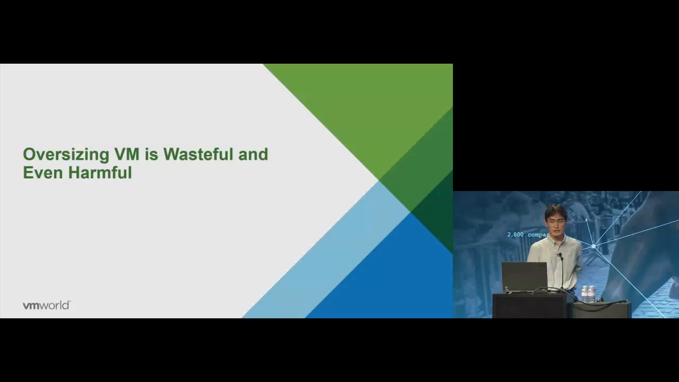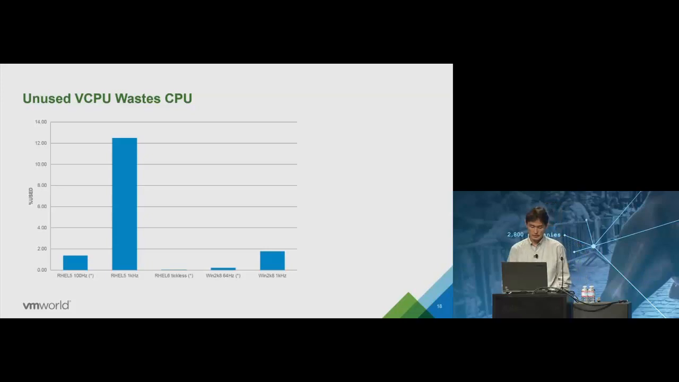Let me talk about sizing. Oversizing a VM is wasteful, wastes CPU resource, and even hurts performance. I've shown a similar chart before, but let's say your application owner demands a 32 vCPU VM because his or her application is so awesome, but it ends up using only 2 threads. So that means 30 unused vCPUs.